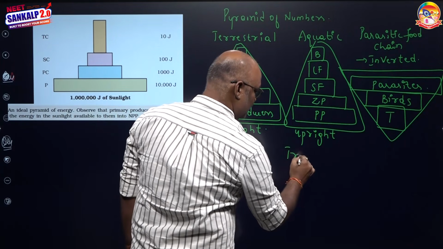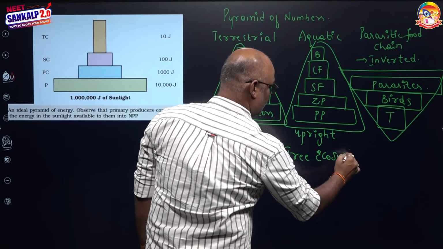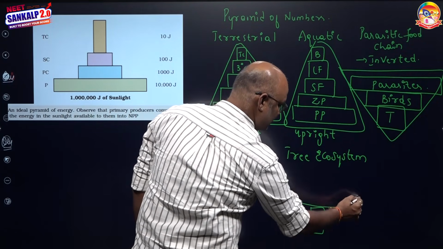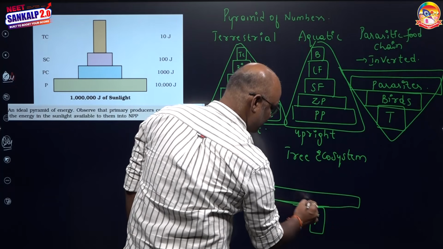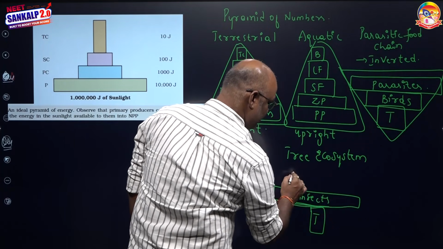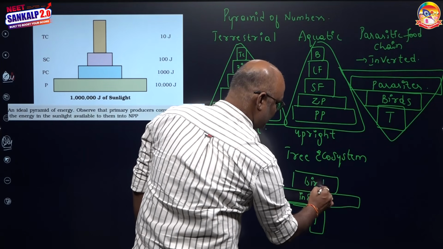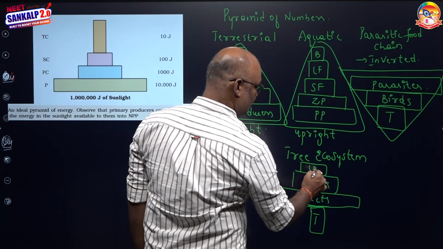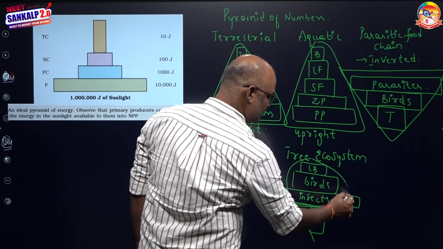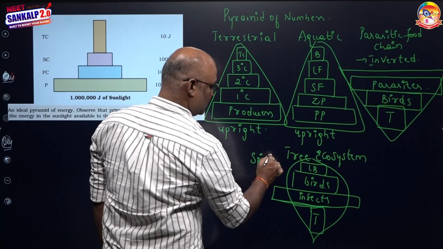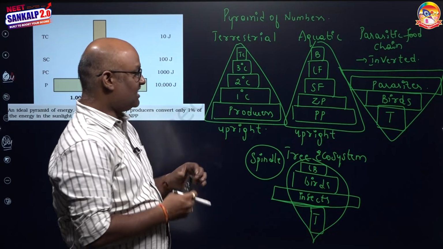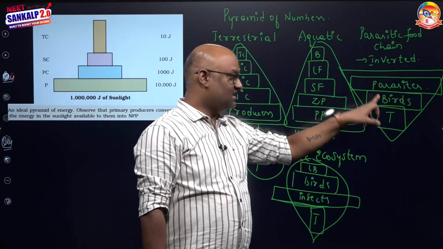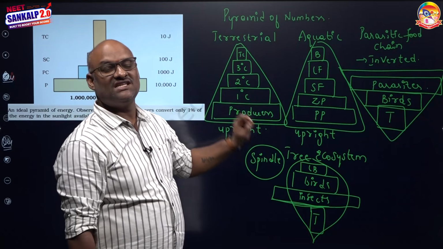Similarly, the pyramid of number for a tree ecosystem. In the tree ecosystem, there is one tree, and on the tree there are many insects, caterpillars or insects. On the insects there are a few birds feeding on them, small birds, and on the small birds there are a few large birds feeding on them. Now if you plot a pyramid, this forms a spindle shaped, or top shaped, or urn shaped pyramid. So once again, pyramid of number for terrestrial ecosystem is upright, for aquatic ecosystem is upright, for parasitic food chain is inverted, and for tree ecosystem is spindle shaped.